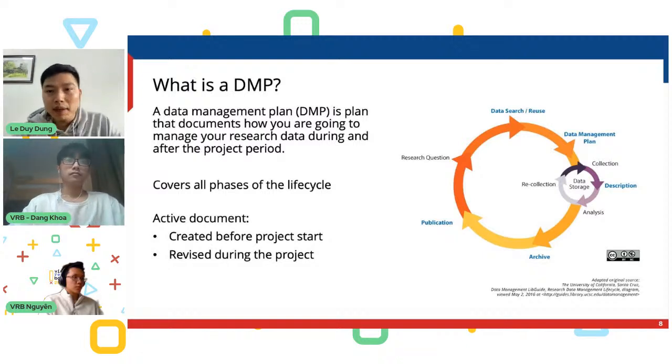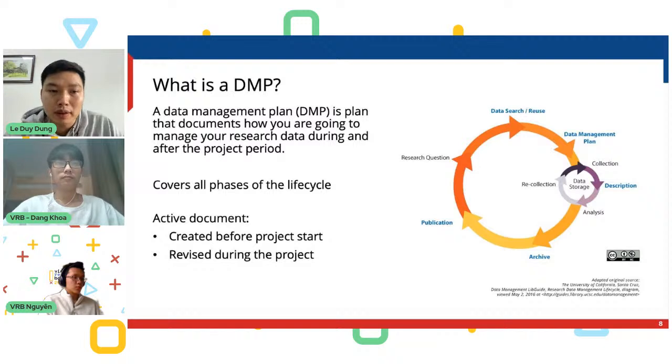And then this DMP will be revised during the project, because we have this life cycle, right? The data could come over time, or we could decide to reuse some of the old data, or we think that it should be changed. We need a new kind of data because the current one is not sufficient for our research. So all of this requires revision, and the document itself also needs to be revised throughout the life cycle of the project. So the DMP is a document that shows how you're going to manage your research data.